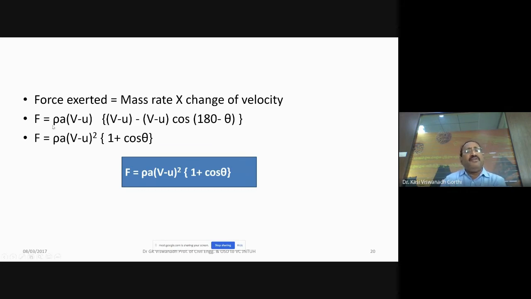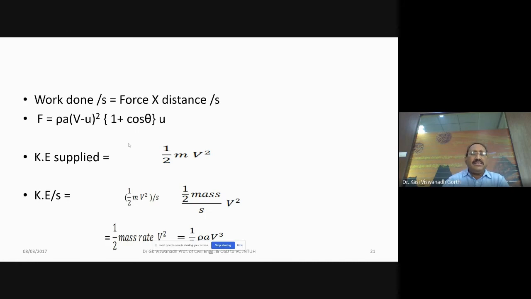So rho A (V minus U) is the effective mass rate into the change of velocity, (V minus U) minus (V minus U) cos(180 minus theta). Taking (V minus U) common, you get 1 minus cos(180 minus theta), which is equal to 1 plus cos theta. So rho A (V minus U) square into (1 plus cos theta) is the force exerted. Since the vane is moving, you will be able to compute the work done and efficiency also.